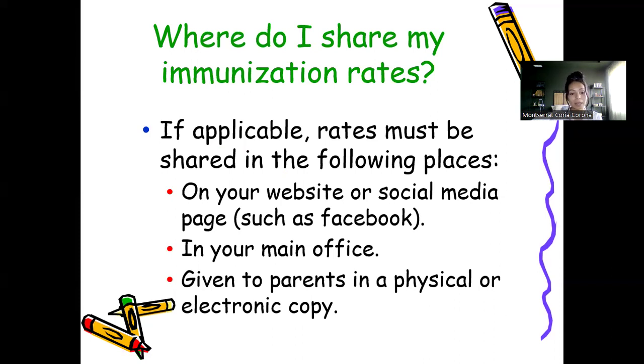The second place is in your main office or anywhere where parents can access the information as soon as walking into your facility. That can be in a main office, in a main hallway on a bulletin board, or posted on the main door. And then the third is you have to give parents a copy of the immunization rates in either a physical or an electronic copy. Again, this can be physical or in an email or a newsletter if you have one.